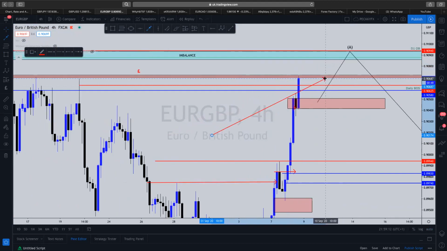Okay, so this is another trade idea I've given to you on Euro GBP based on everything I've taught you on equal highs, equal lows, step OB, order blocks, BOS. Everything is coming into play now. Okay, now this is for Euro GBP.